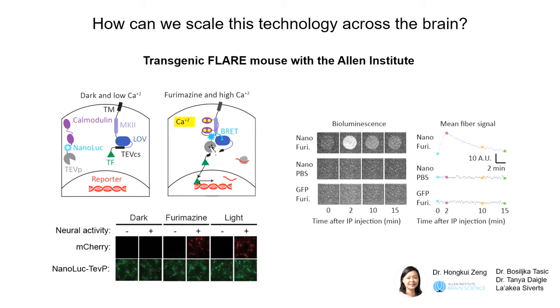In cultured neurons, we show that these cells can detect both light and high neural activity, and also this substrate, furimazine, and high neural activity. In vivo in a mouse, when we have nanoluc expressed in the prefrontal cortex and are collecting bioluminescence through an optical fiber, injection of this substrate causes bioluminescence that peaks around 2 minutes after IP injection and then dissipates after around 15 minutes. So we're very excited about the potential for this technology to create this sort of scalable biology that people can study across the brain.